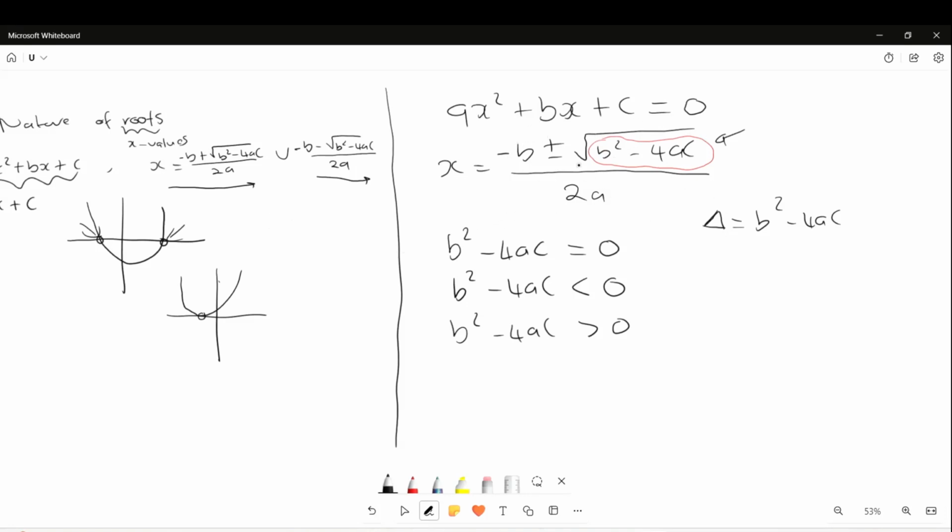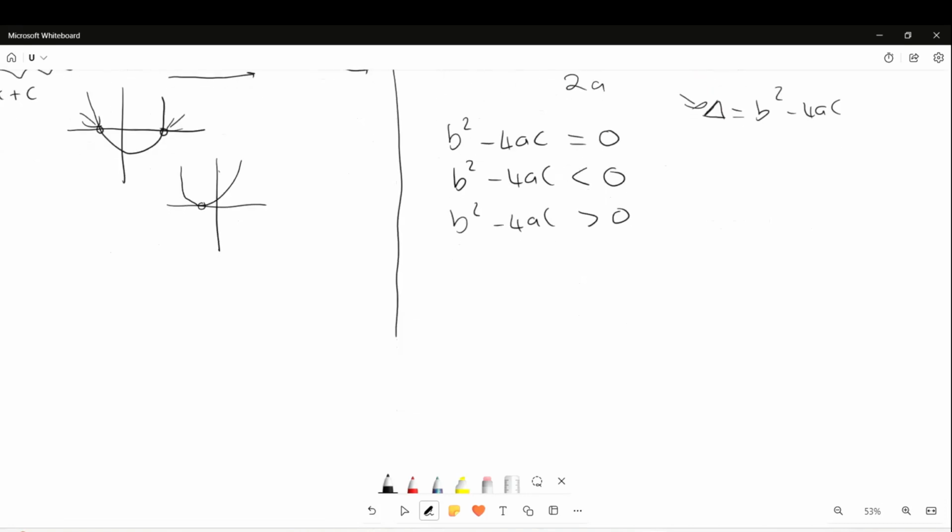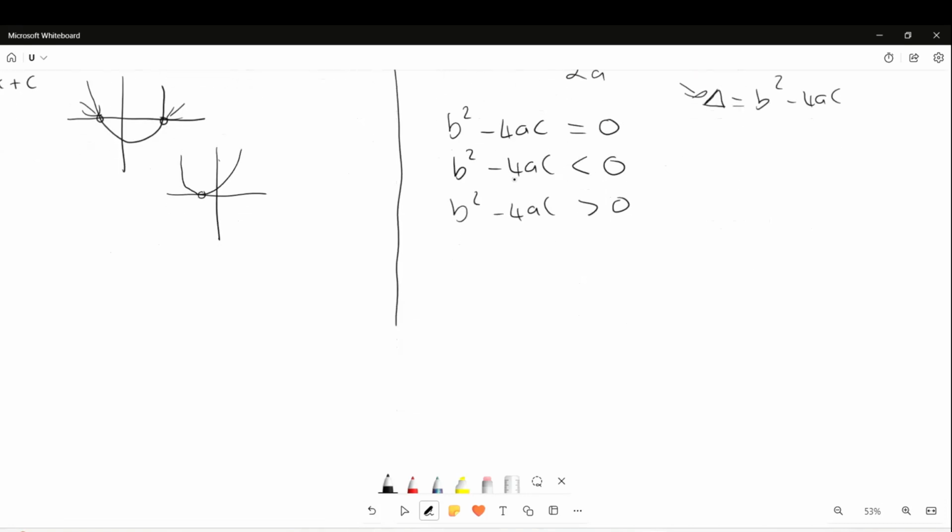So make sure that you understand these roots. So the roots, or rather the discriminant here, right? When they talk about the nature of roots, or rather to determine the nature of roots, you have to understand these three cases here, right?